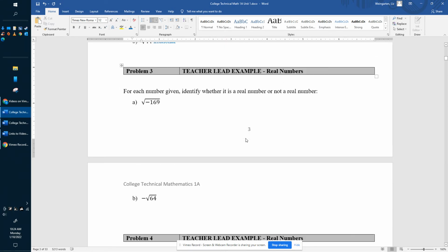Let's look at problem 3. For each number given, identify whether it's a real number or not a real number. We talked about real numbers at the beginning of the video. Anything that has a negative inside the square root is not going to be real, because the square root of a -1 or the square root of any negative number is going to be imaginary. So this one is not real.